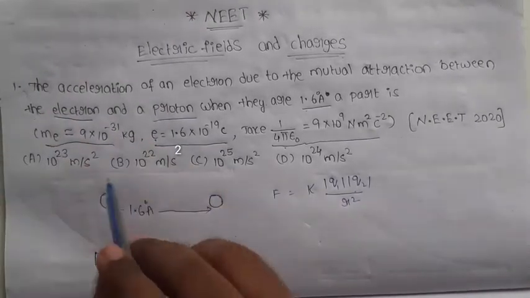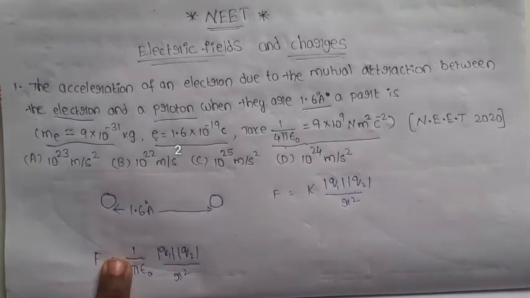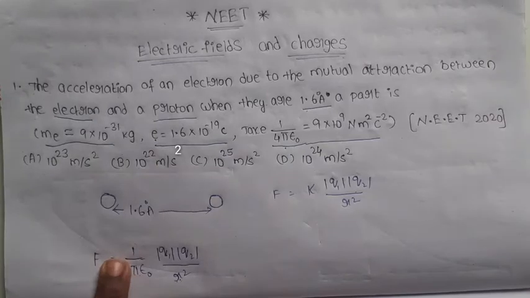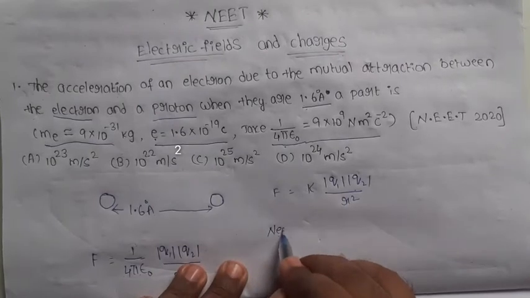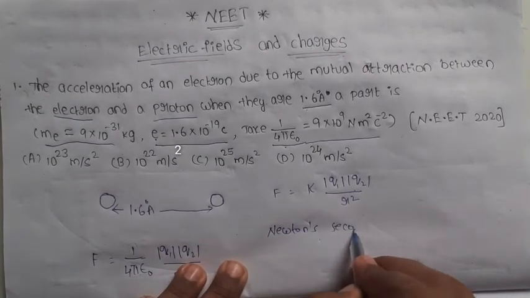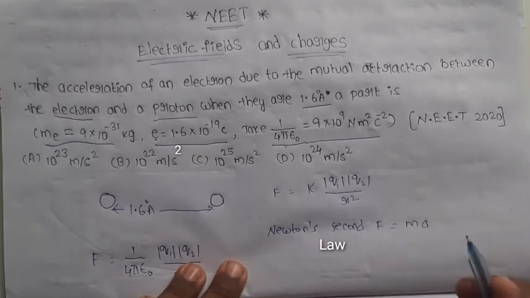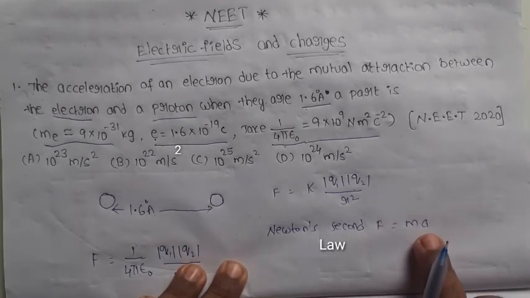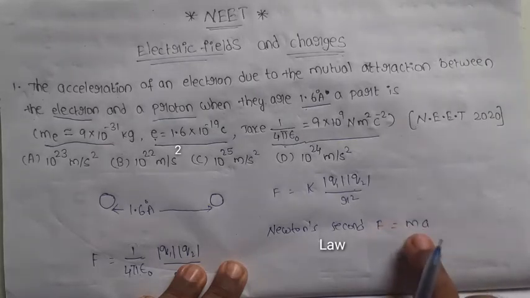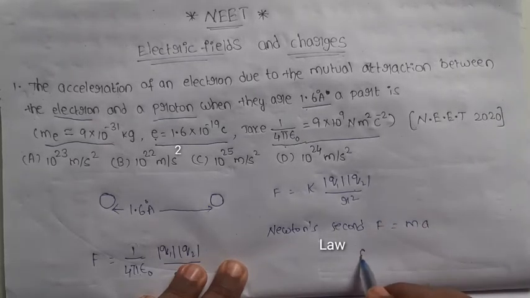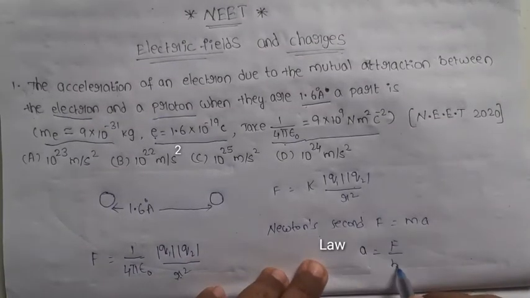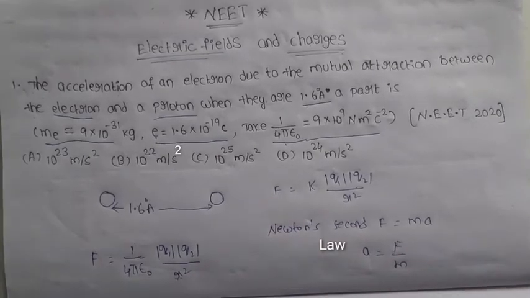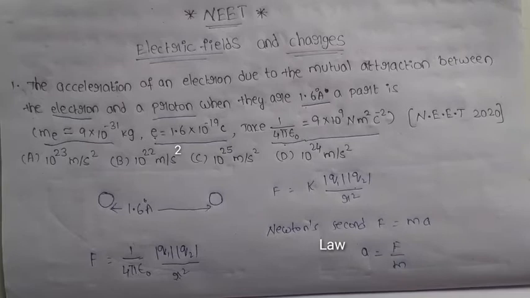But see the question, we are going to find the acceleration. How to find the acceleration? We already know Newton's second law, F equal to ma, F equal to m into acceleration a. From this formula we can easily find the acceleration, a equal to F by m. F is the force of attraction between the two charges, with respect to mass.